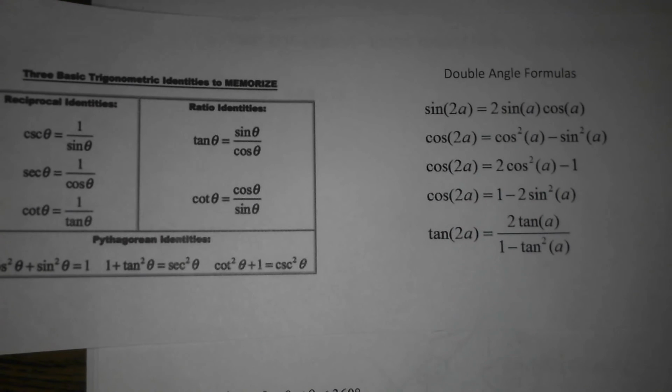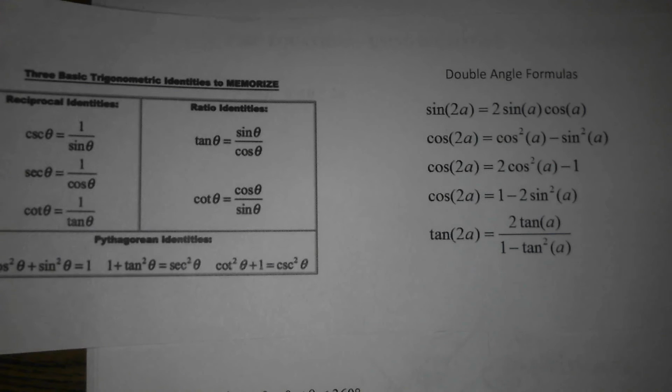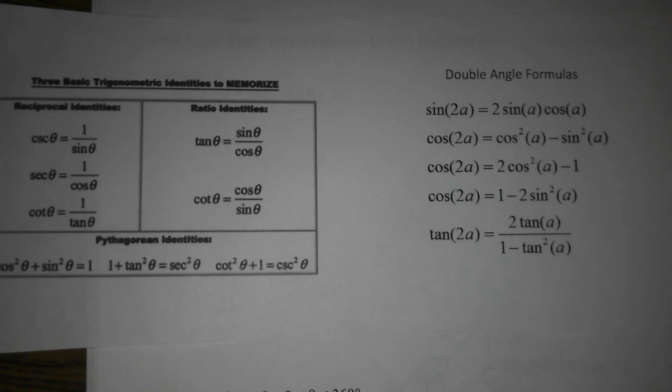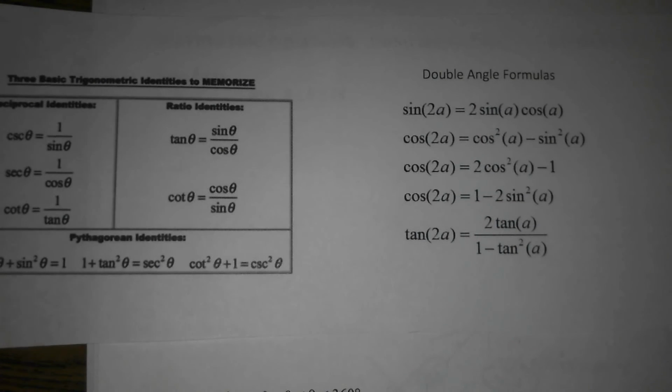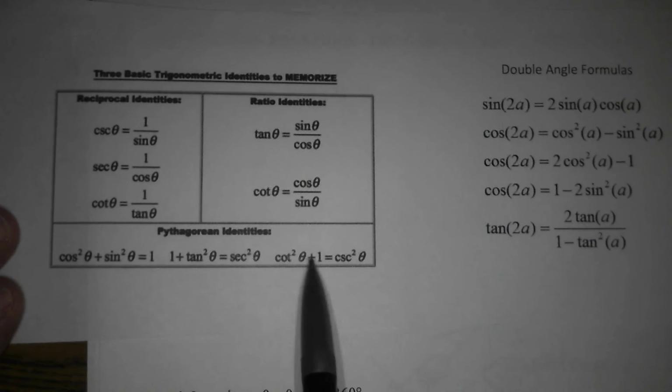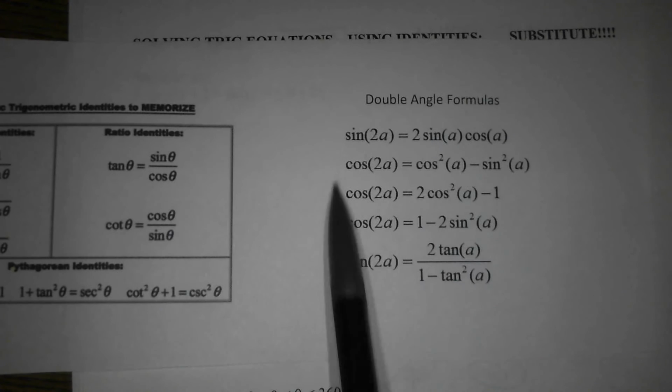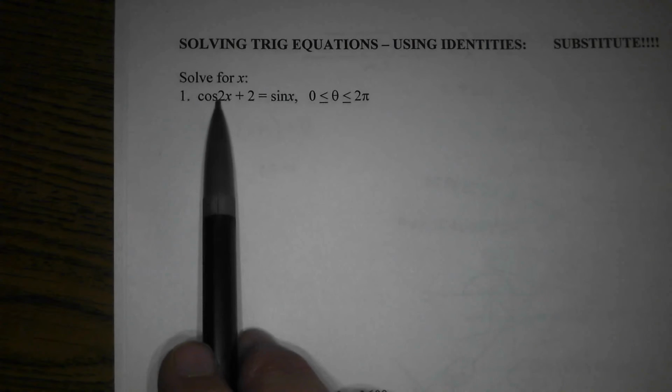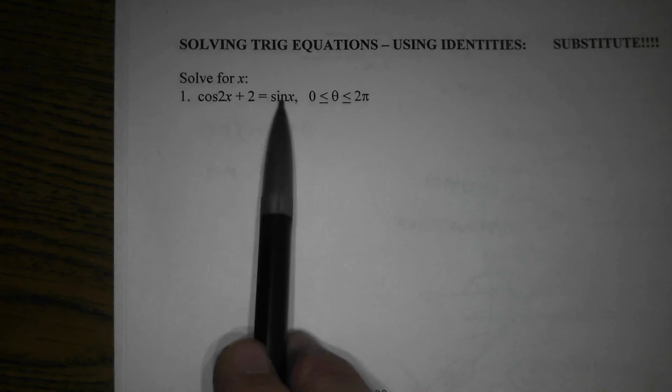I'll give you one. They're on your old note packets. I'll have to look back and see where we have all this written, but they are on your old notes. Your reciprocal functions, your Pythagorean identities, I'll show you where those are on your notes, and your double angles. So this one right away, cosine of 2x and a sine.